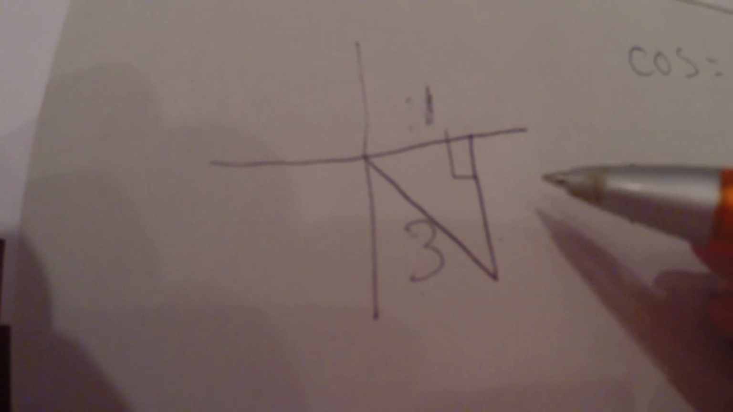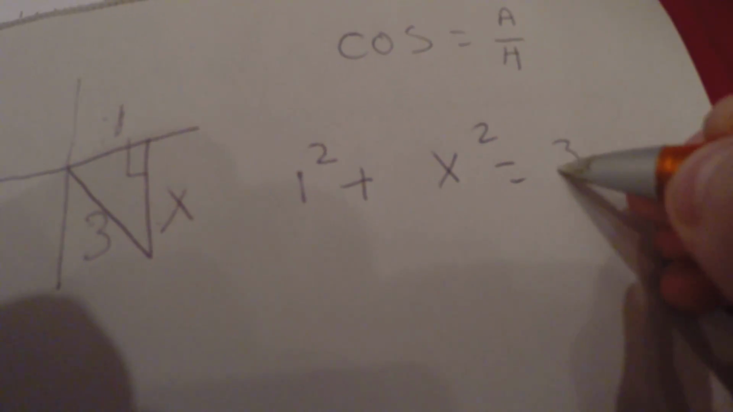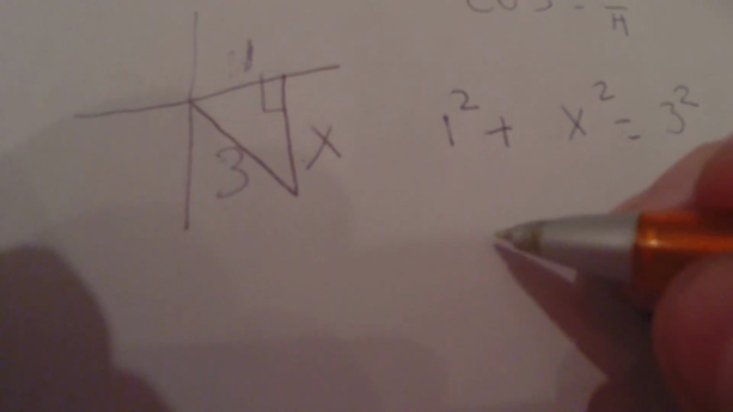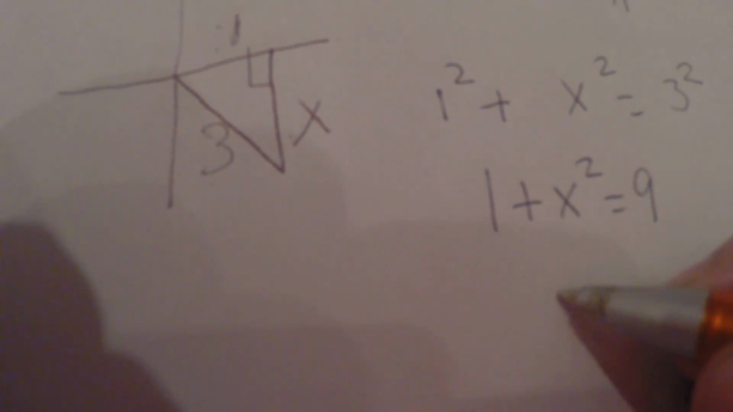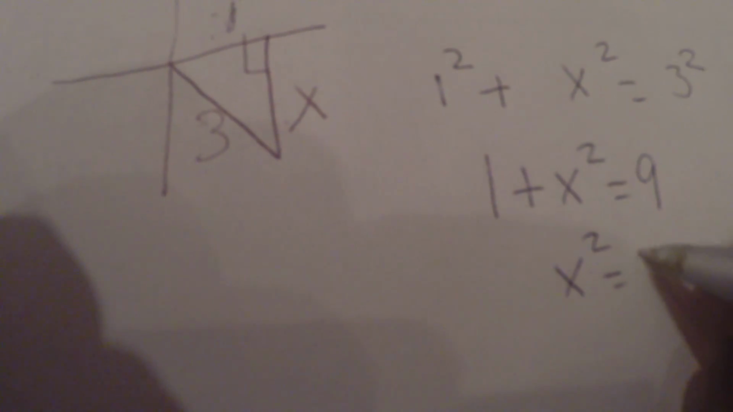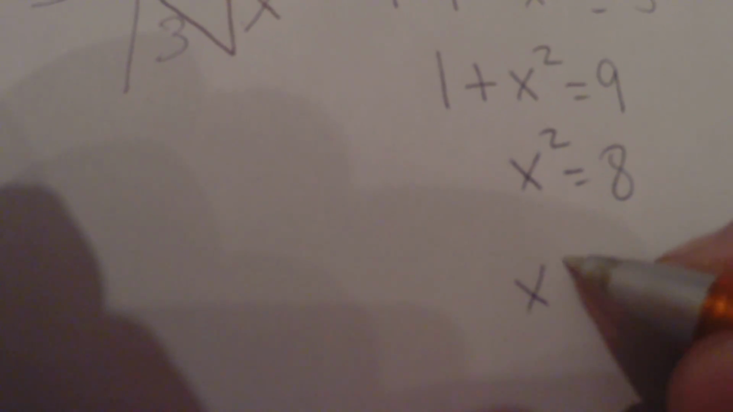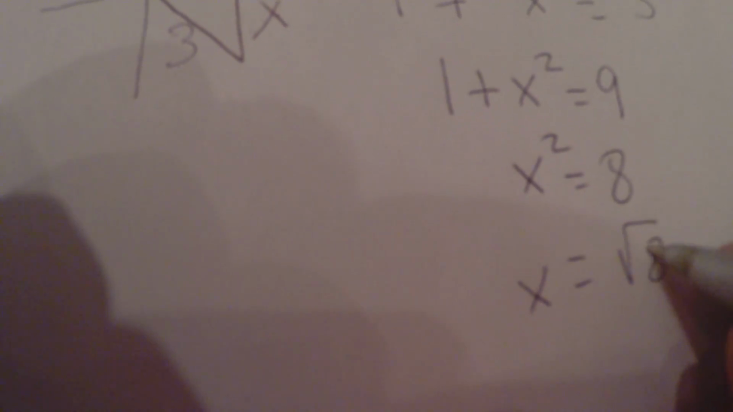To find this side here, we use our old trusted friend, the Pythagorean theorem. And the Pythagorean theorem is a squared plus b squared equals c squared. So it's going to be 1 squared plus this side here, which I'll just call x. So 1 squared plus x squared equals 3 squared. Alright, so now I have 1 plus x squared equals 9. And if I solve this, I get x squared equals 8. Square root both sides, and x equals the square root of 8.